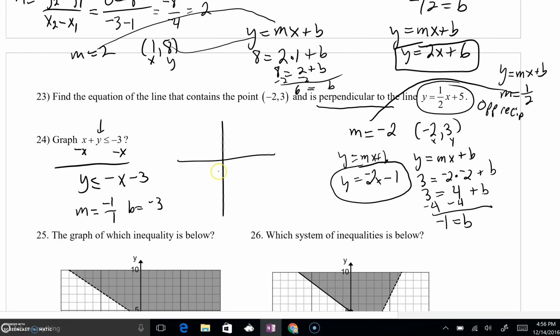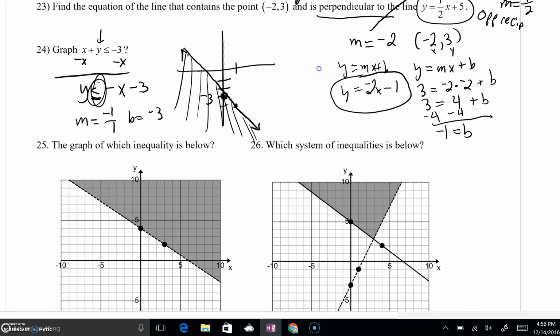Your graph will have a y-intercept at negative 3. Your slope will indicate that you need to go down 1 and right 1. There's a bar right here, so we're going to have a solid line. If we didn't have a bar, we'd have to have a dotted line. And because y is less than, we're going to shade below. And in all honesty, we're just done with this. 2 more and then we're through.